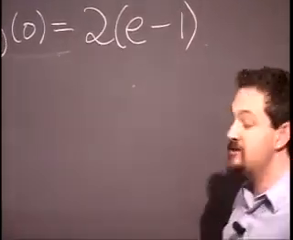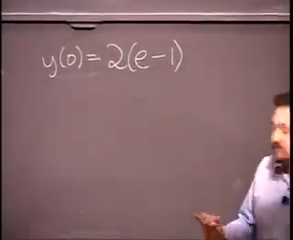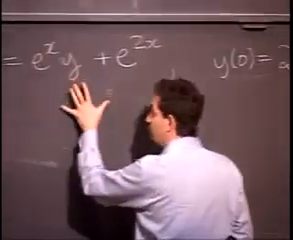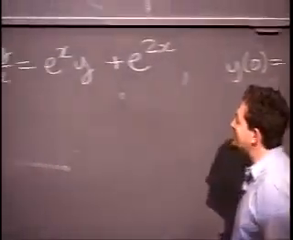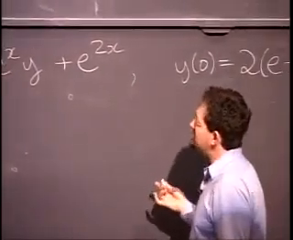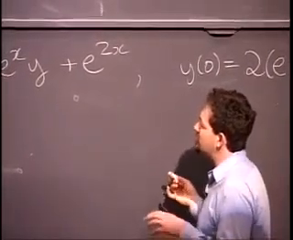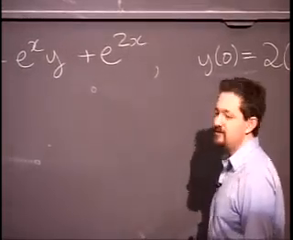Whenever you have an initial value problem, ignore this condition until the end. So you have to solve the differential equation first, and then worry about this at the end. So look at this differential equation. Maybe it's separable. But if you think about it, that would require getting all the x stuff on one side and all the y stuff on the other side. I don't see how to do that in this case.